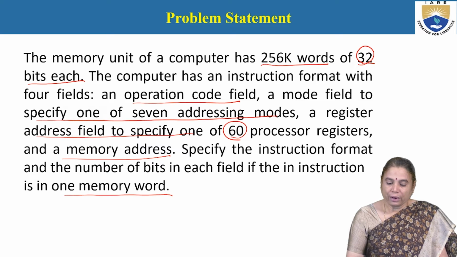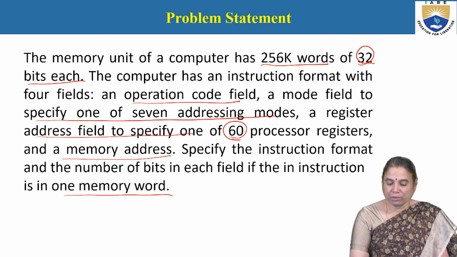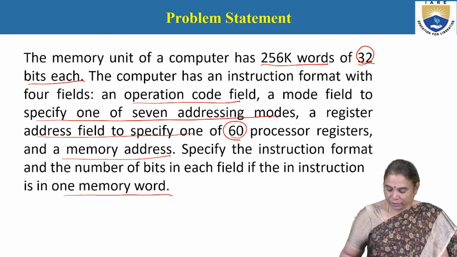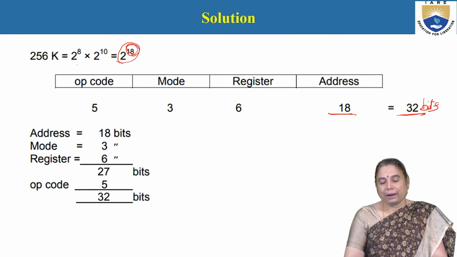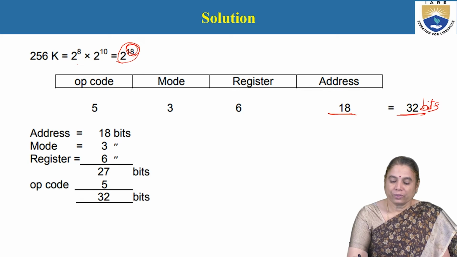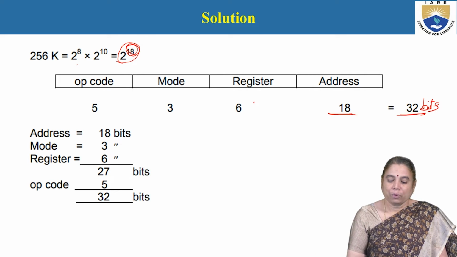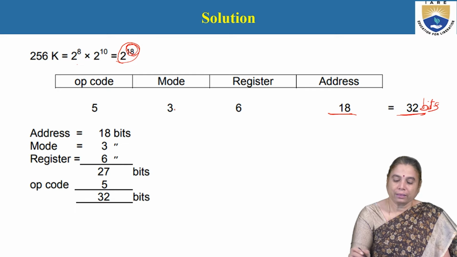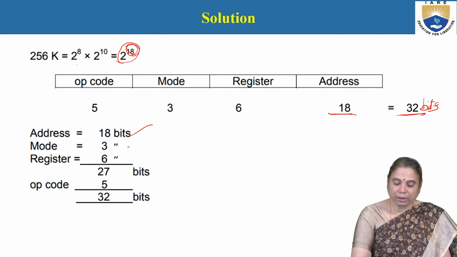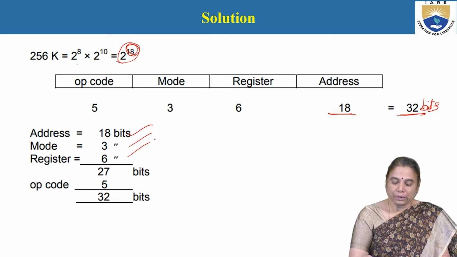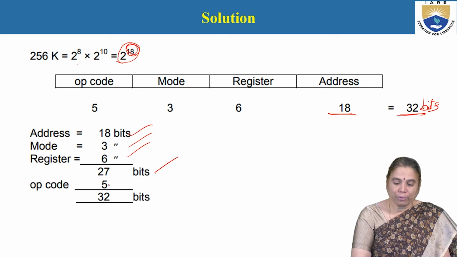So there are 4 parts in the instruction format, including a mode field. 60 processor registers can be used. So to address those registers, 6 bits can be used, and the mode of operation can occupy 3 bits. So the remaining 5 bits specify the operation code. So here 18 bits for the address, 3 bits for the mode, and 6 for the register field, total 27 bits. After that, 5 bits are added in order to fill the 32 bits.